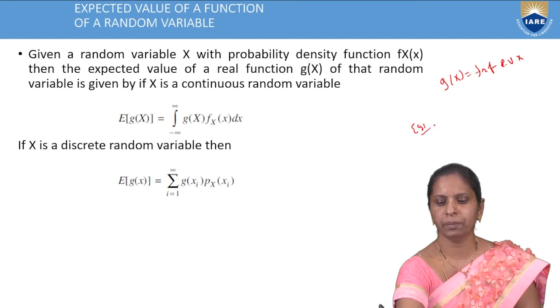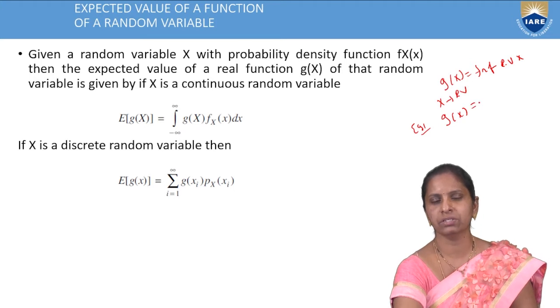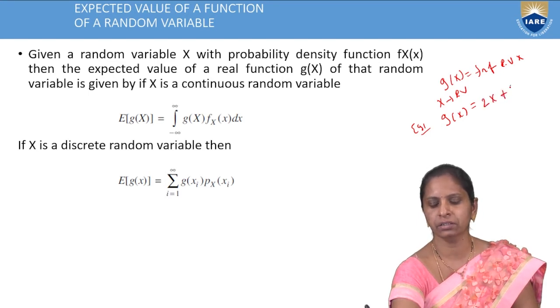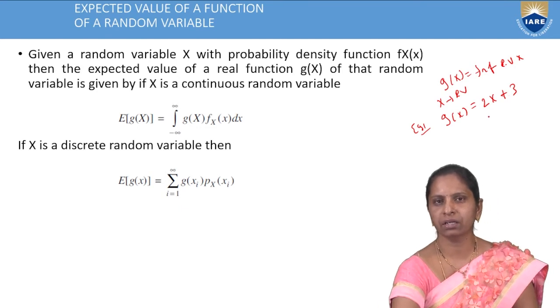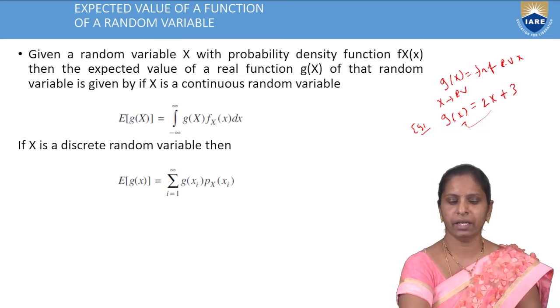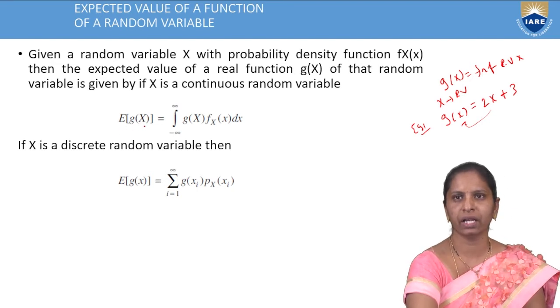So for example, if x is a random variable, then what is g of x? It is a function of this random variable x. For example, I am multiplying the random variable x by 2 and then adding 3. So I am doing some operation on the random variable x so that I get a new function g of x. What is g of x here? It is a function of the random variable x.